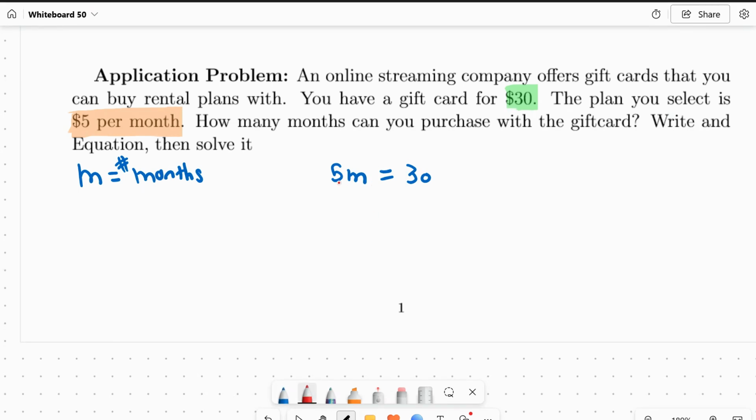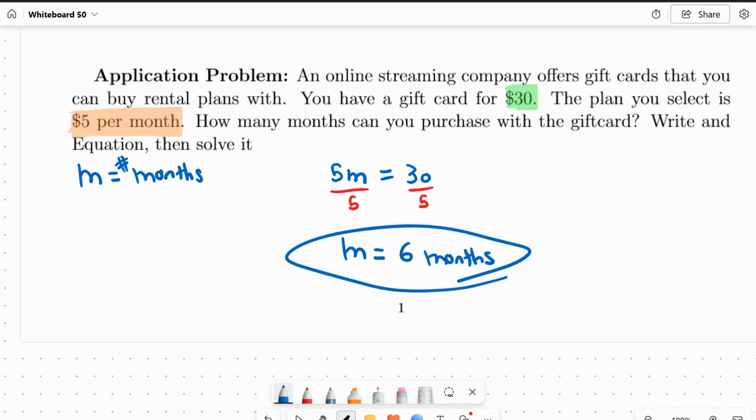From here, in order to calculate the number of months, I'm going to solve for M. Right now, my variable is already isolated, but it has a coefficient of 5. So since we're multiplying 5 here, I'm going to divide by 5 as my inverse operation. That's going to give me M equals 6. But since this is an application problem, I do need to write my units with my solution. So I'm going to write 6 months. And that's my final answer for this one.